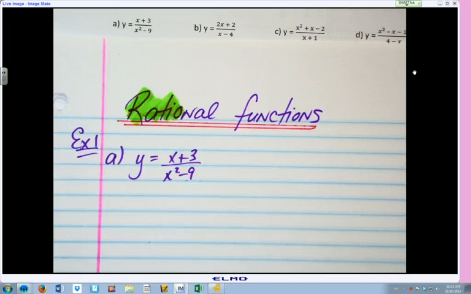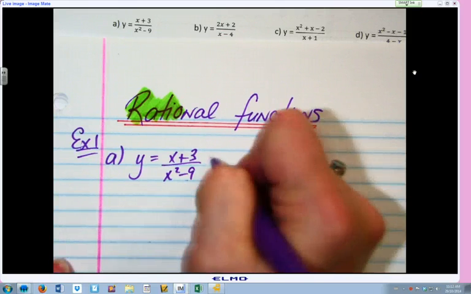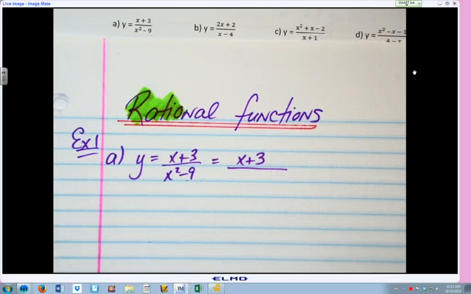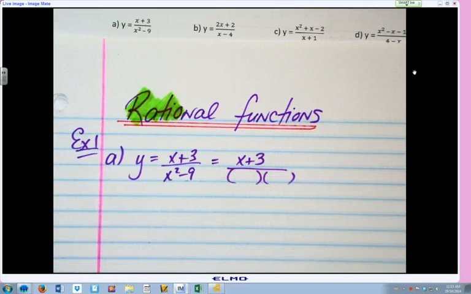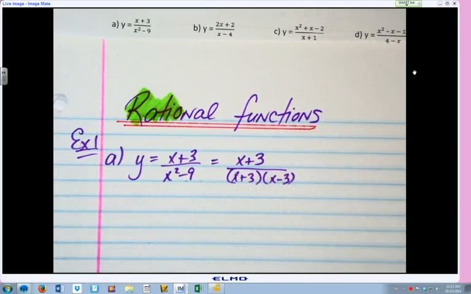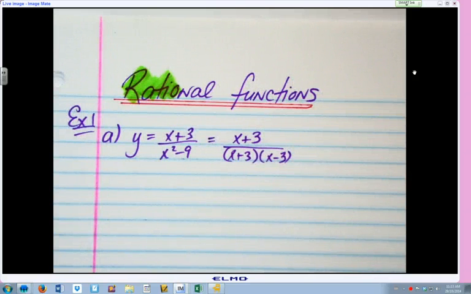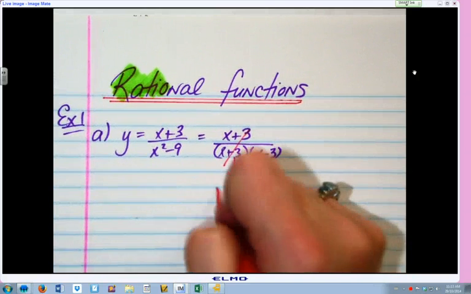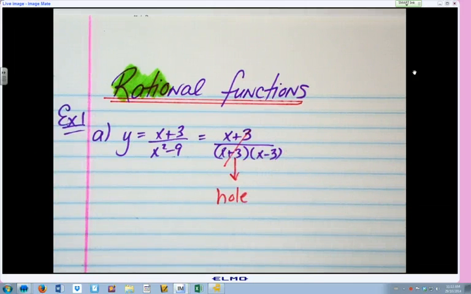Because it's just x plus 3, so there's no squared involved, we can't touch it. Can we factor the bottom? How do we know? Because it's a perfect square because of the x squared. Confirm x plus 3, x minus 3. What can we cancel? The minute you can cancel it, it tells you graphically that's going to be a hole. You're not going to have an asymptote there. You're going to have just a little empty space on the graph.